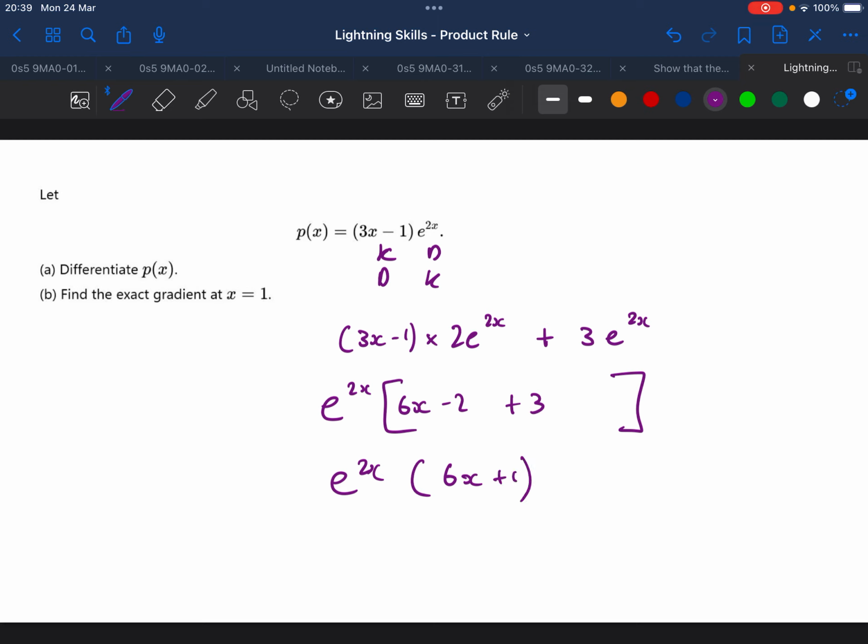Okay, find the exact gradient at 1. So, yeah, we could do that, couldn't we? That would just be e squared times by, well, I suppose times by 7. Okay, and it asked for the exact answer. So that would be the exact answer. So keep, differentiate, differentiate, keep.